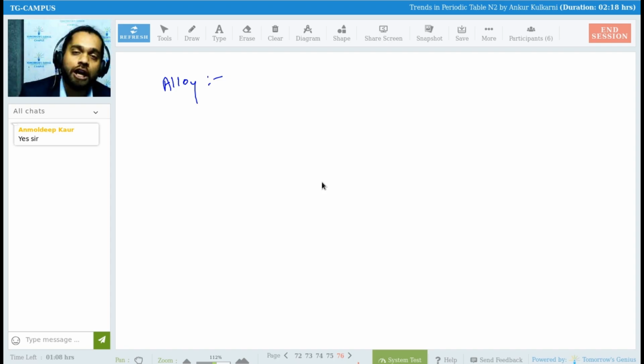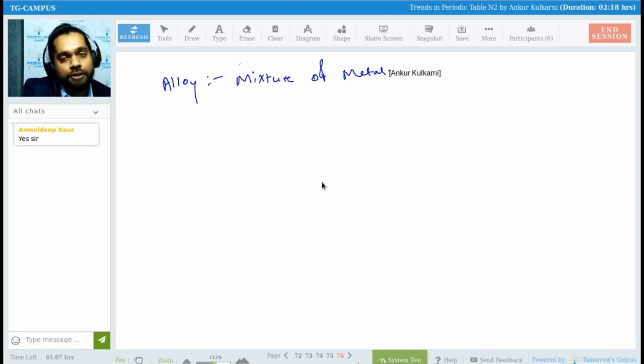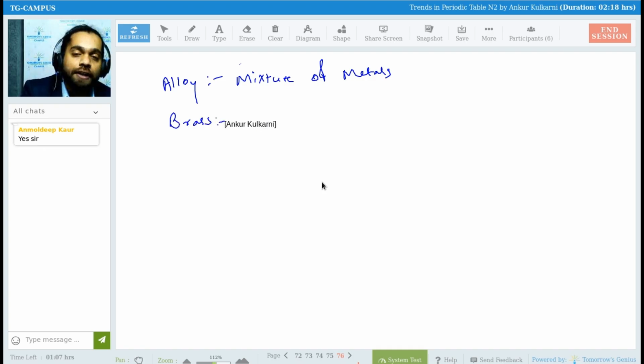Simple. So alloy is nothing but the mixture of metals. Simply speaking, alloy is nothing but mixture of two or more than two metals. For example, brass. You must have used it also unknowingly. Brass is an alloy of what?